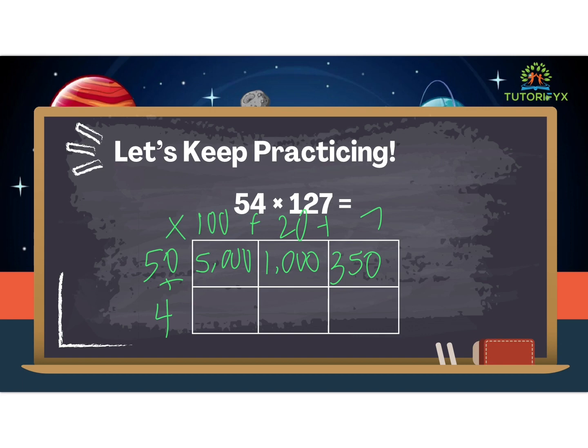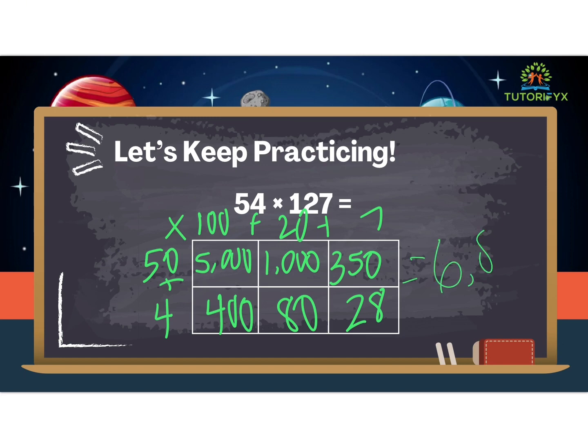350. 100 times 4, I'm on that last row, 400. 20 times 4, 80. And then, of course, 7 times 4 is 28. When I add all of those numbers together, I should have gotten 6,858. Now that was a challenge.